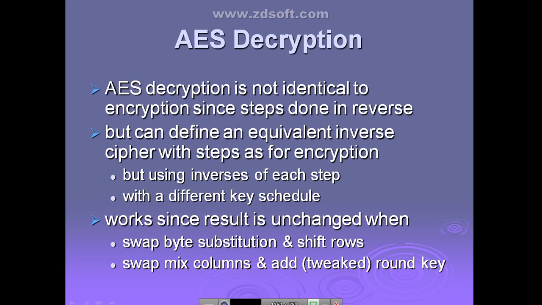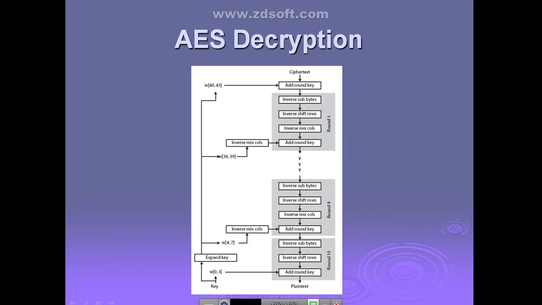Again, in the reverse manner as in DES, you are going to use the key schedule. This works since the result is unchanged when you swap byte substitution and shift rows, and swap mix columns and add round key. See how the decryption looks. You can see here, in the same manner, you are using inverse substitution bytes and inverse shift rows.